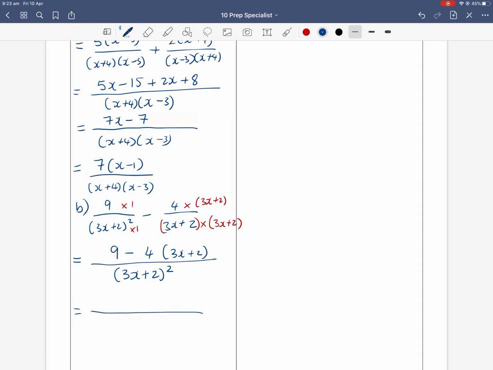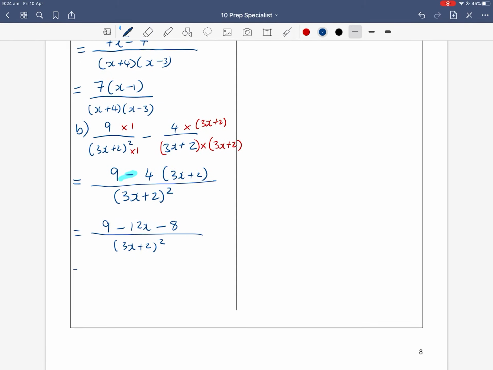Expand the top. So 9, remember, be careful of the negative sign here, the minus 4. So you have a negative 12x minus 8 all over 3x plus 2 squared. Keep simplifying. So you have negative 12x, 9 minus 8 is a positive 1, over 3x plus 2 all squared.